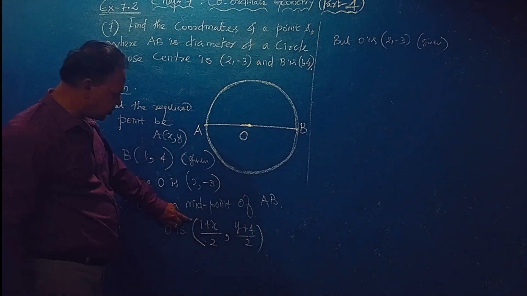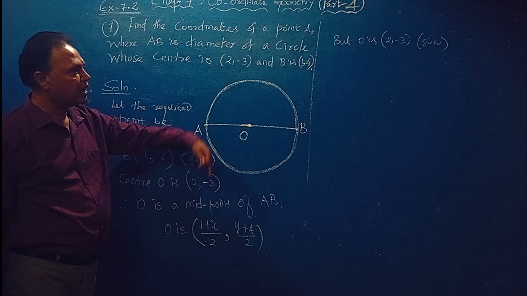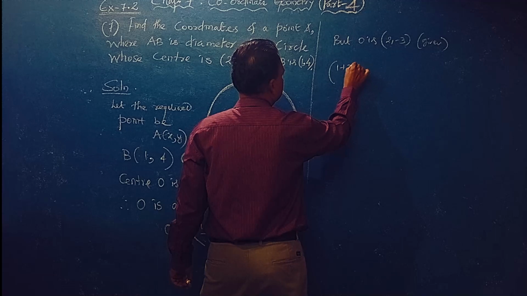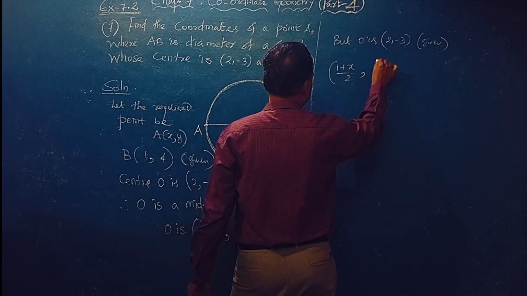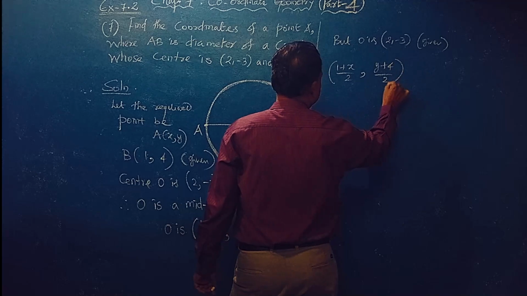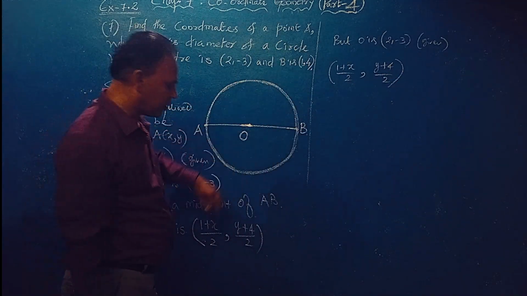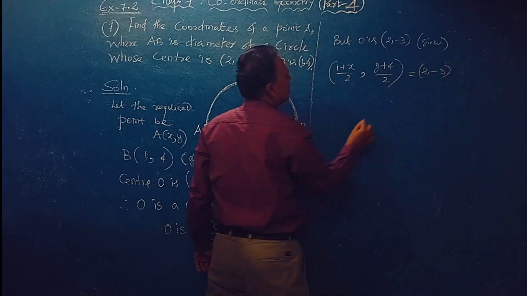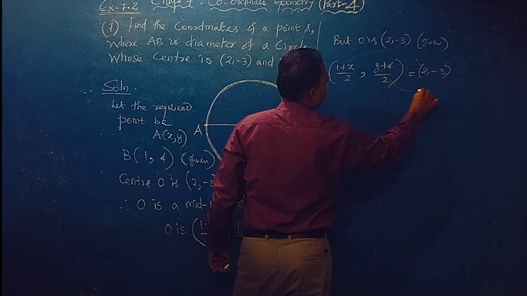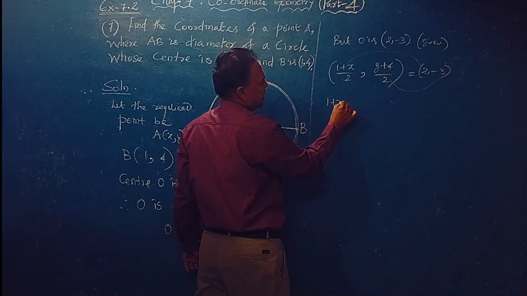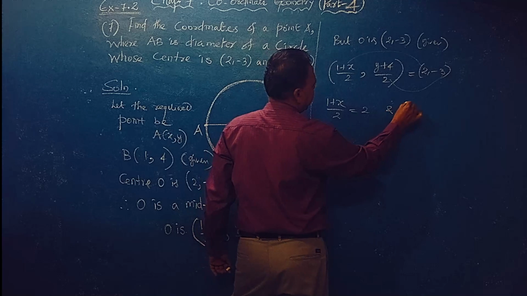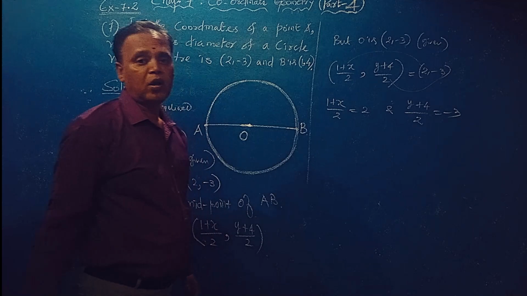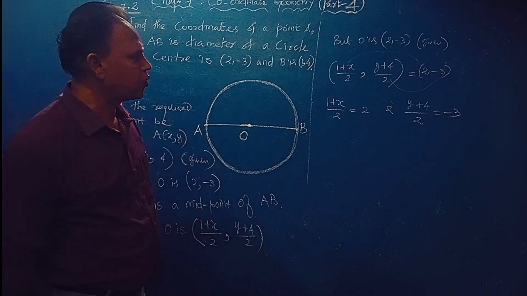Both the points are the same, which means you have to make the coordinates equal. That means (1 plus x) by 2 is equal to... you can write it straight away also. X coordinate make equal, y coordinate make equal. For understanding purpose, I am writing here. That means (1 plus x) by 2 is equal to 2 and (y plus 4) by 2 is equal to minus 3.